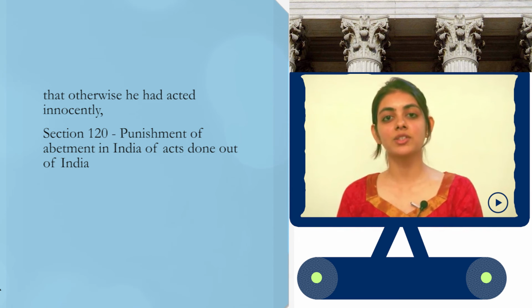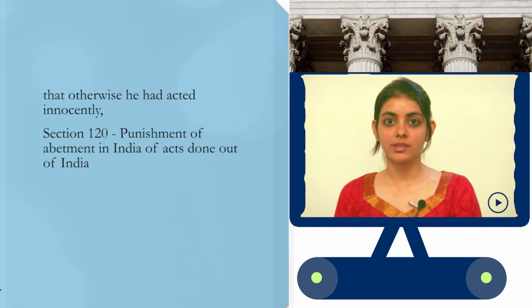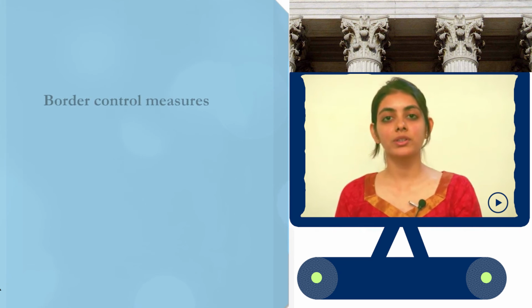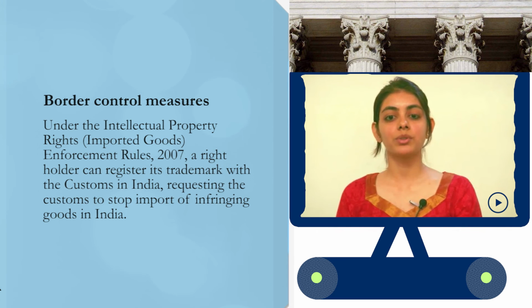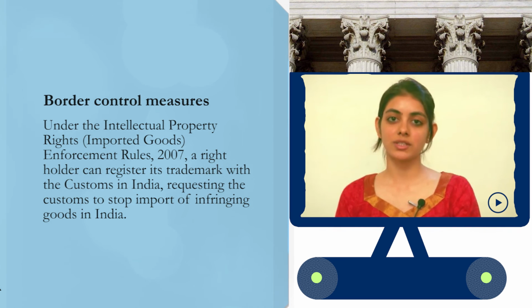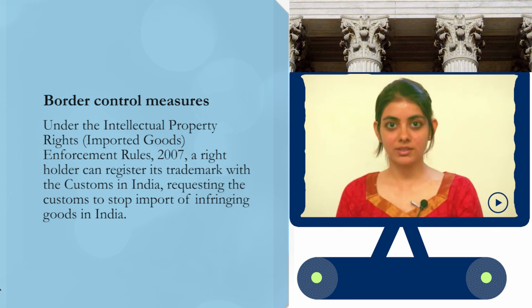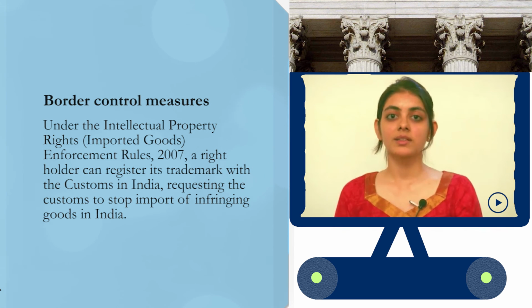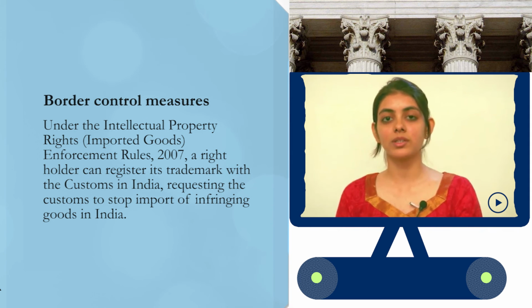We will briefly touch on a third kind of remedy that is available to right holders in India. These are the border control measures. Under the Intellectual Property Rights Imported Goods Enforcement Rules 2007, a right holder can record or register its rights with the customs. The customs in return will identify infringing goods or suspicious goods and inform the right holder to take action.